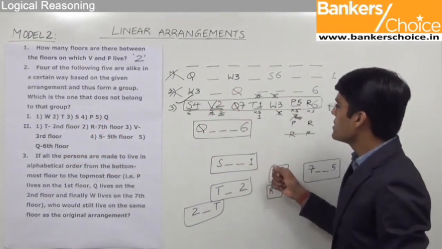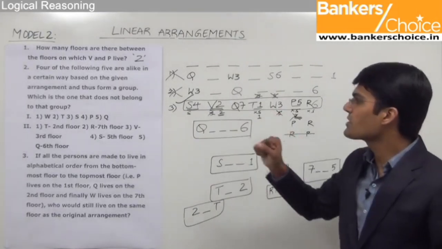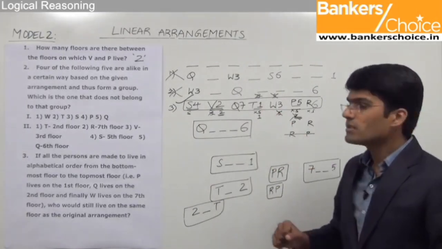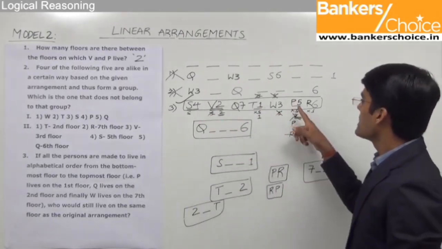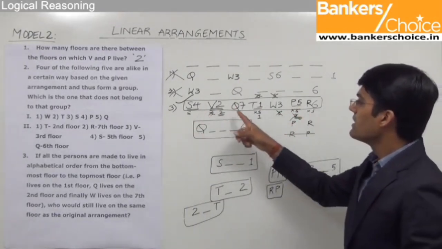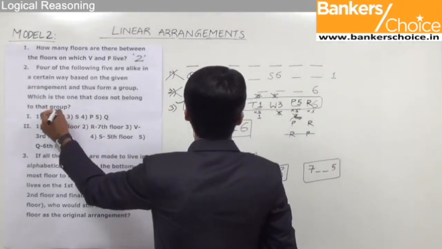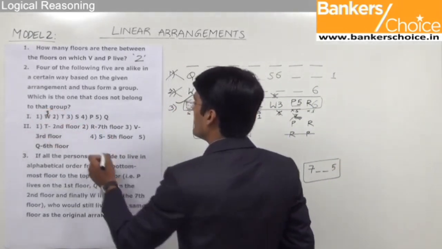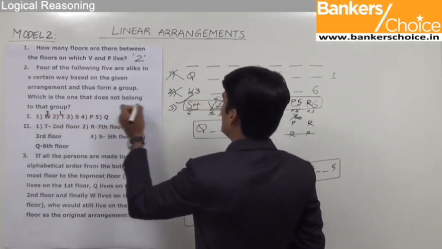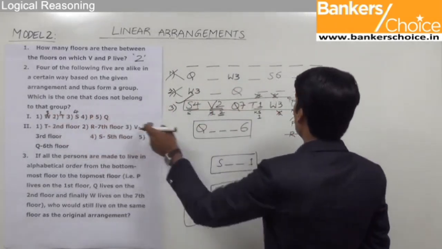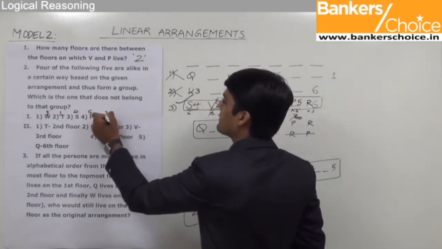Now if you try to look at the arrangement, W lives on 3rd floor, second option T lives on 1st floor, the third option S lives on 4th floor, P is on 5th floor and Q is on 7th floor. So if you observe, the person W lives on 3rd floor, the person T lives on 1st floor, S lives on 4th floor, P is on 5th floor and the person Q is on 7th floor.